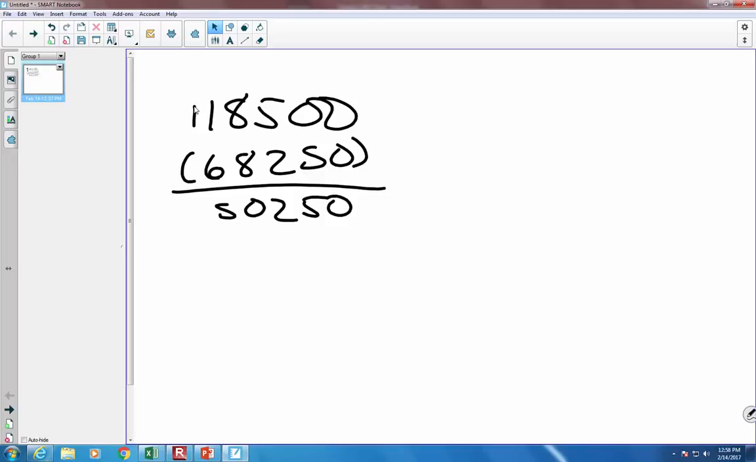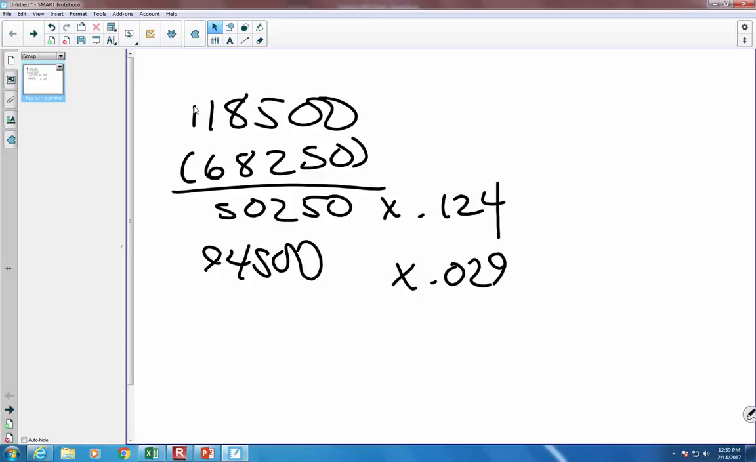What percentage? 12.4. I'm doing OASDI here, right? Not the whole thing. Okay, that's going to get me my OASDI now. Alec, what else do I have to worry about paying? HI. Yeah, which is what percentage is that going to be? 2.9. Yes, sir. And how much am I paying that on? Full amount. Very good. Do I get over 200? No.